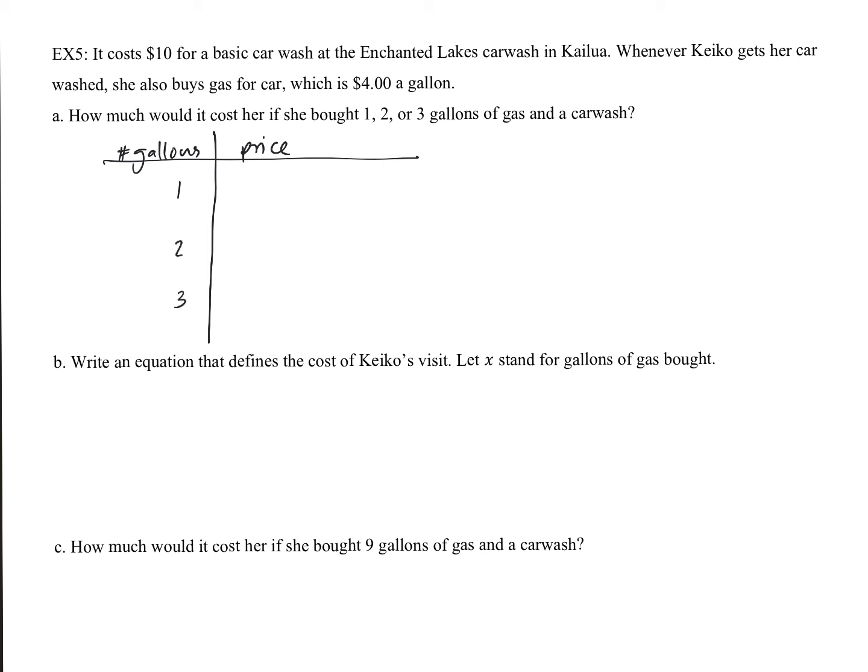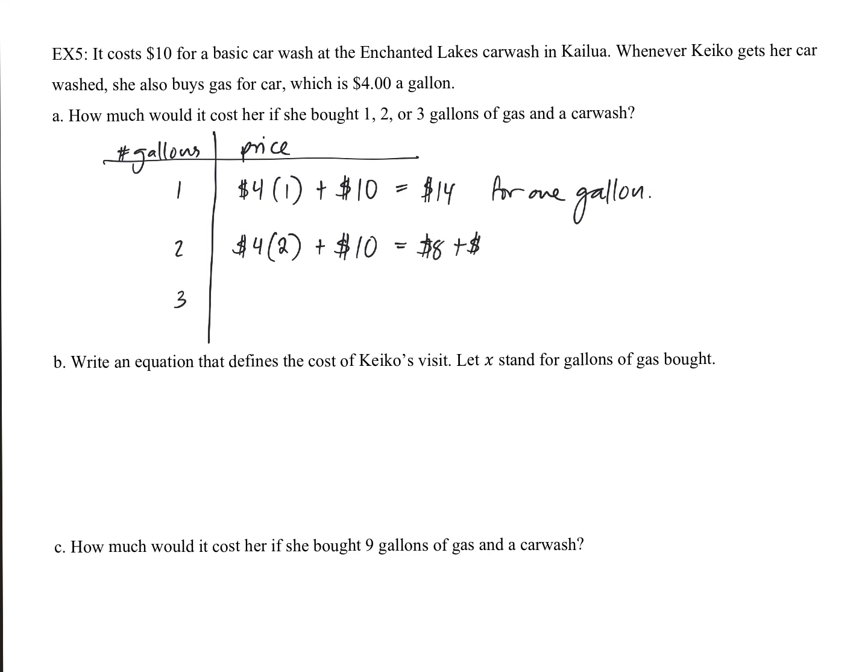So if she has 1 gallon, well, we know it's going to be $4 times the number of gallons she has, which is 1, right? But she also buys a car wash for $10, so that's going to be plus $10. So that'll end up being $14 for 1 gallon. And then, let's say she wanted 2 gallons. Well, that would be the $4, right? Times 2 gallons, plus the $10 for the car wash, which should equal, well, 4 times 2 is 8, so $8, plus $10, that's $18 for 2 gallons.